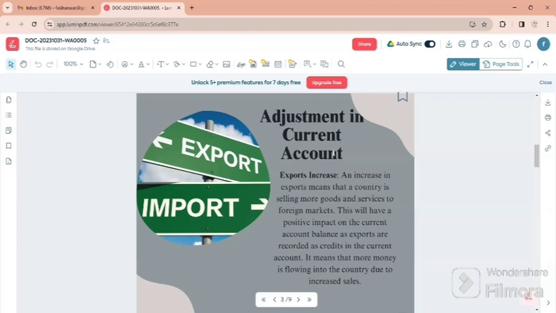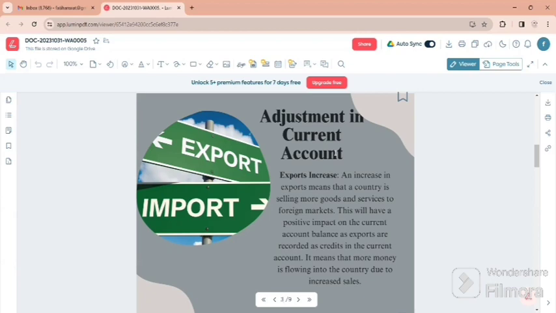Now let's see the adjustment in current account in cases of exogenous increase. Now, what is an exogenous increase? Exogenous means something that is not within a model. So any change in the volume of exports or imports that doesn't happen because of the actions of the exporting countries or the importing countries, something that is not in control of an economy.